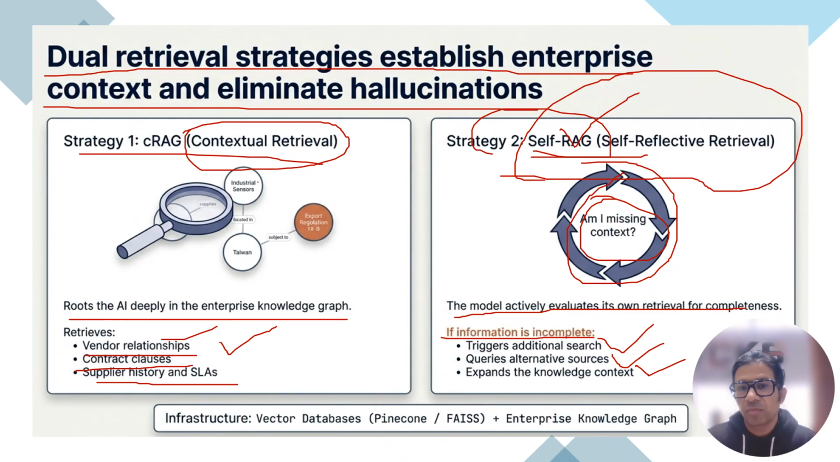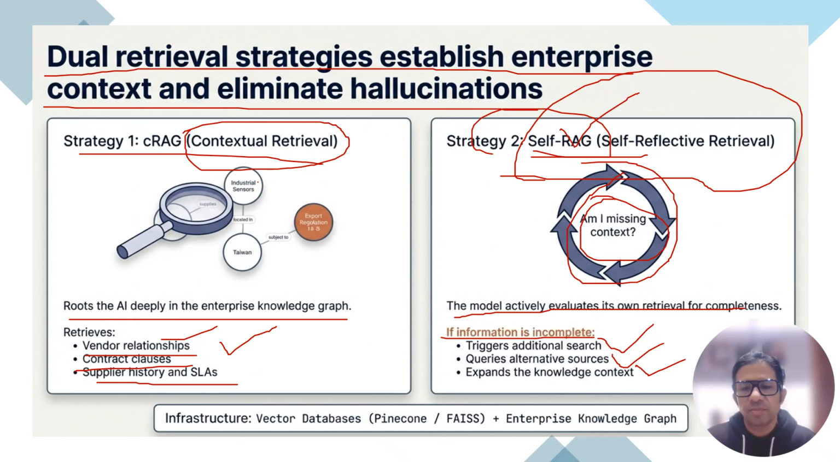Final takeaway, why dual retrieval matters. Here is the most important takeaway. Dual retrieval equals trust. Because procurement is high stakes. A wrong recommendation can mean compliance violations, contract risk, or financial leakage.